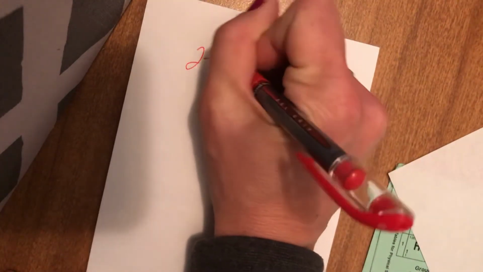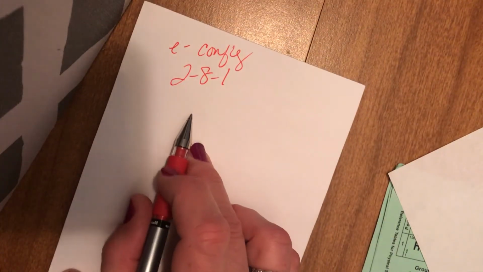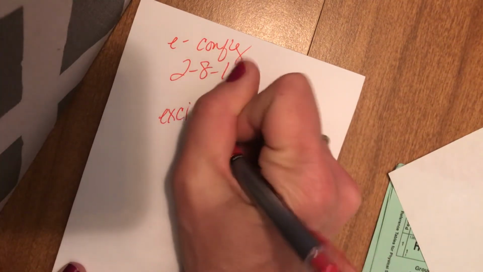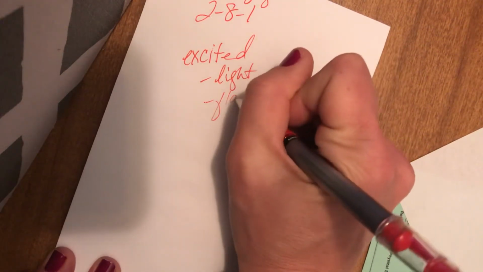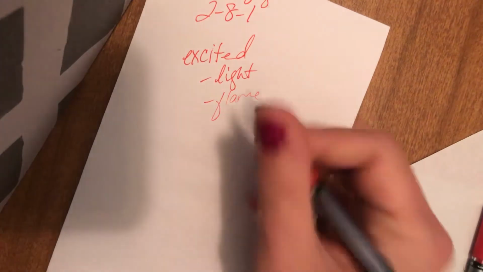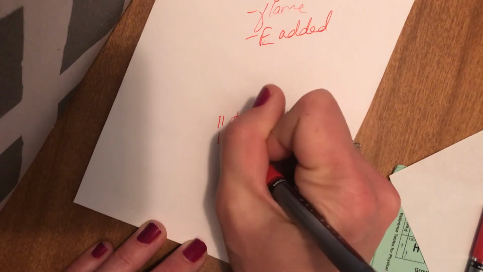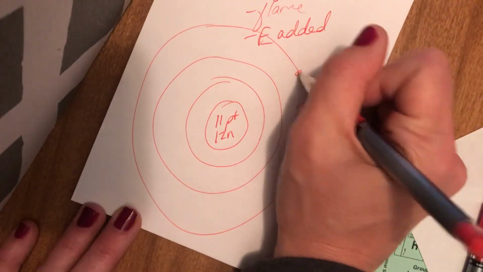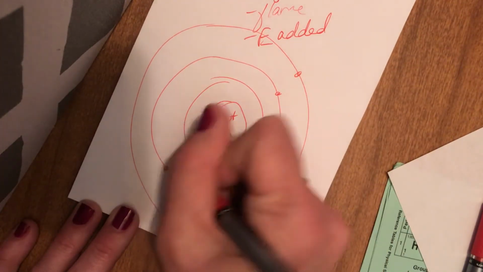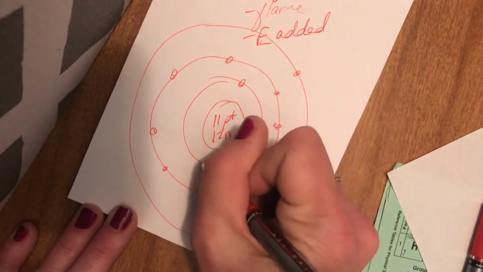All right, and now I want to talk about that 2-8-1 one more time. 2-8-1 is the electron configuration, and that means that's what it is normally. Now, when an atom gets excited, excitement can happen by light or a flame, but you definitely have to add energy in. Energy is added. So here's my 11 protons, and here's my 12 neutrons in the nucleus, and here's my 2 and my 8 and my 1. So if any of these electrons get excited, 1, 2, 3, 4, 5, 6, 7, 8. So I have 2, 8, and 1.